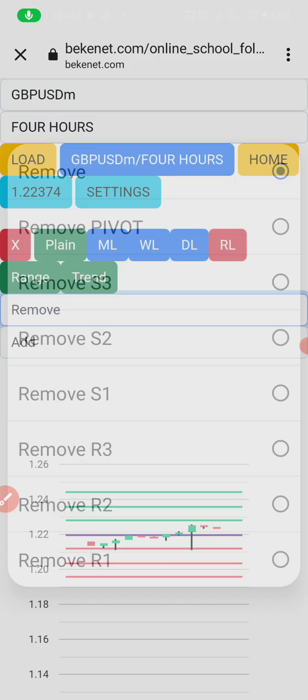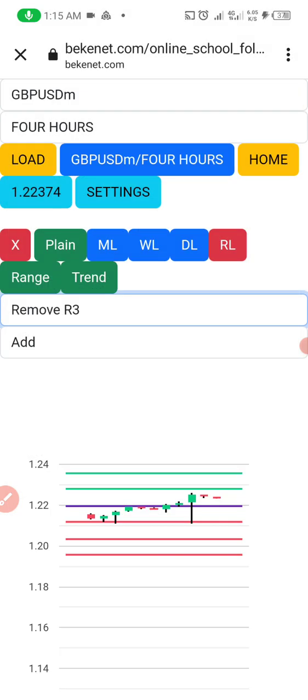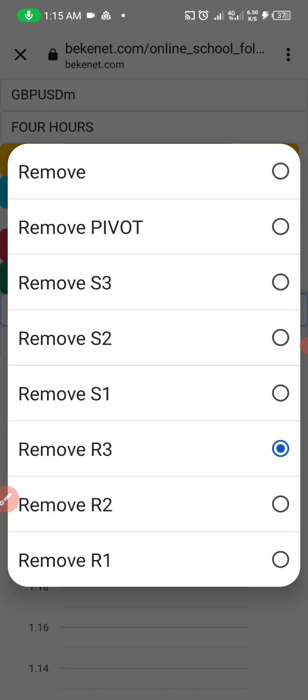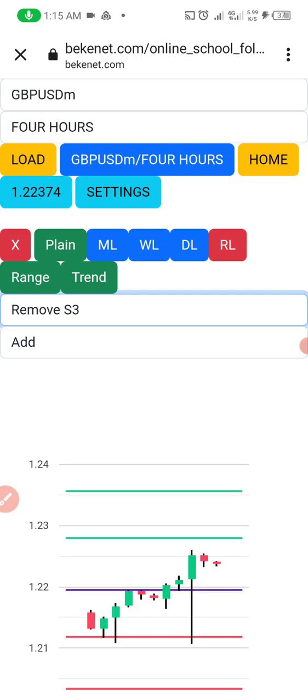So I want to take out resistance 3. All I need to do is click on remove. I'll look for R3, remove R3. Immediately I click it, you see it's no longer there. I want to take out support 3. I'll click remove S3. As you can see, it's no longer there. As you can see, the more I remove, the more it opens the chart for me.